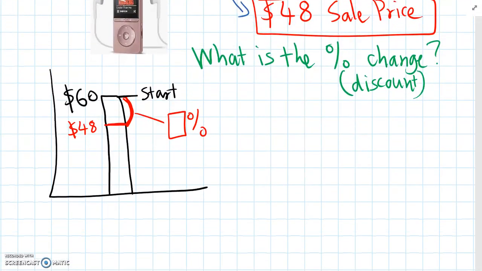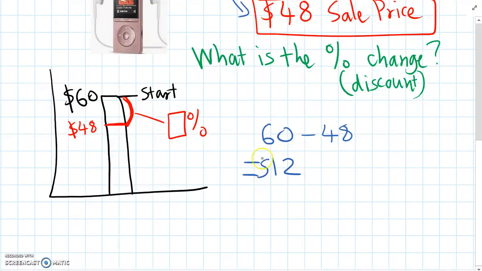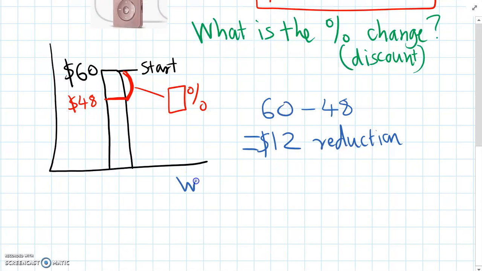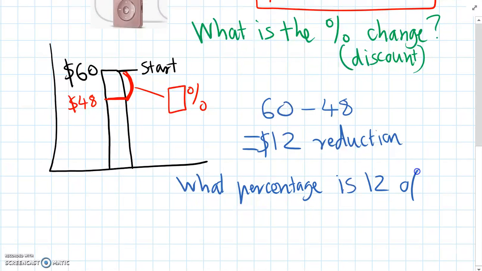So one way to work these out is to say, well, how much money have we reduced by? So we started at 60 and we've ended up at 48. So to find the difference, we can just do a subtraction. That will tell us the difference between the two numbers. And that gives us $12 in the end. So a $12 reduction in the price. And now we need to ask what percentage is $12 of 60?